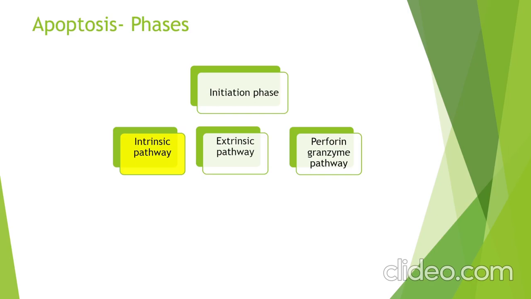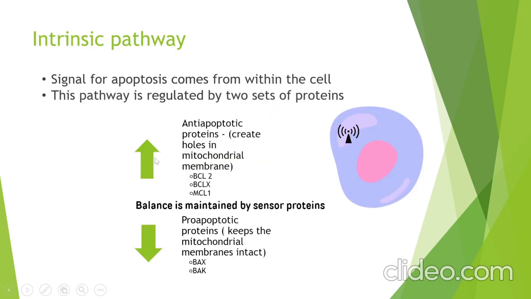So let us see the phases of apoptosis. I told you that there are two phases, the initiation phase and the execution phase, and that in the initiation phase the signal for apoptosis can come from within the cell or from outside the cell. When it comes from within the cell, we say that the initiation of apoptosis has occurred through the intrinsic pathway.